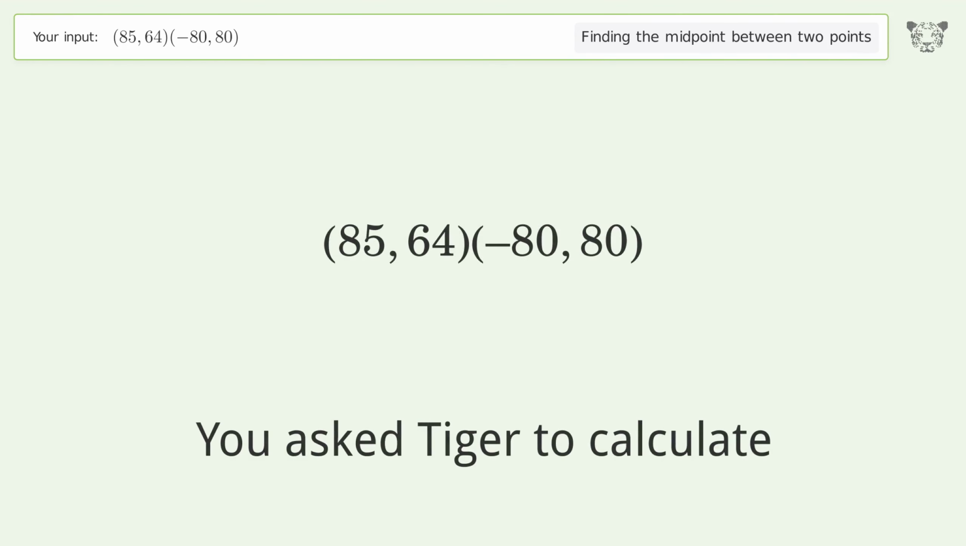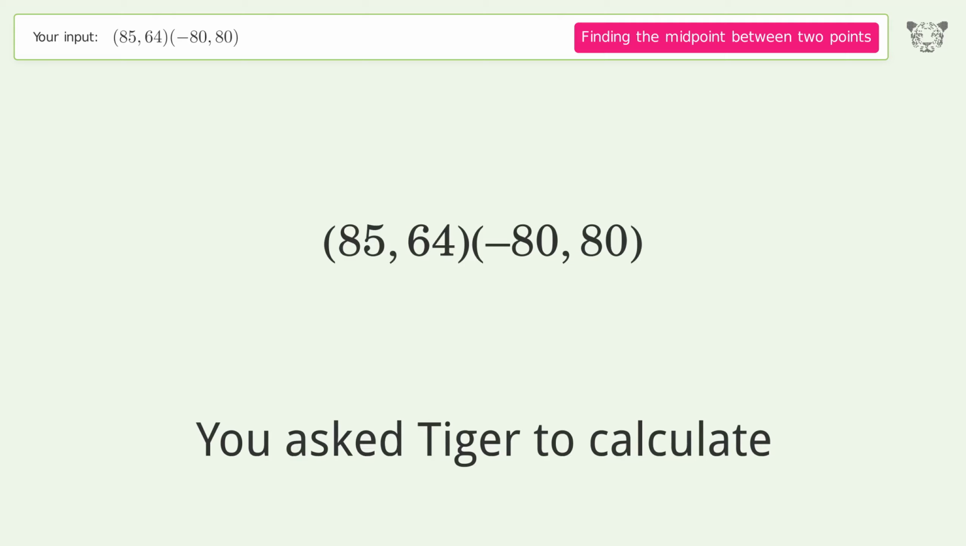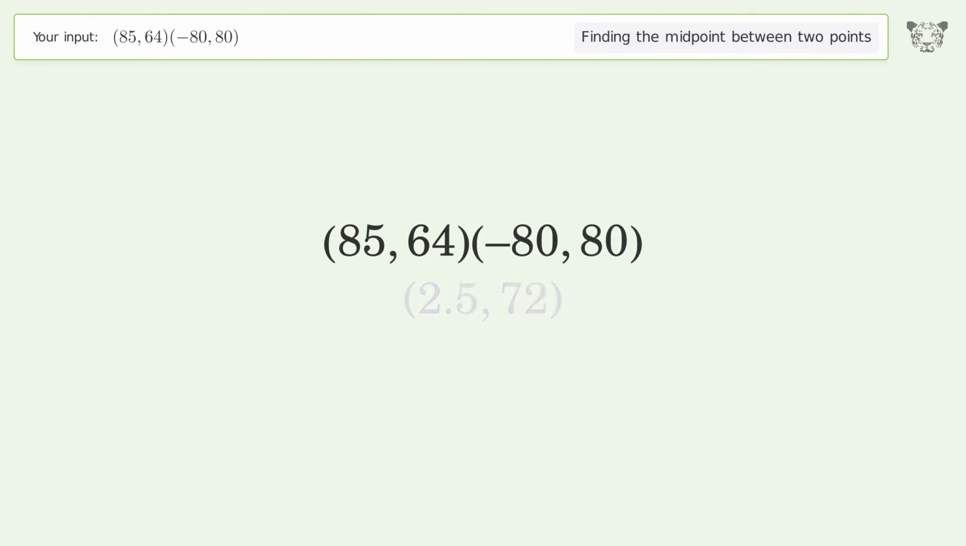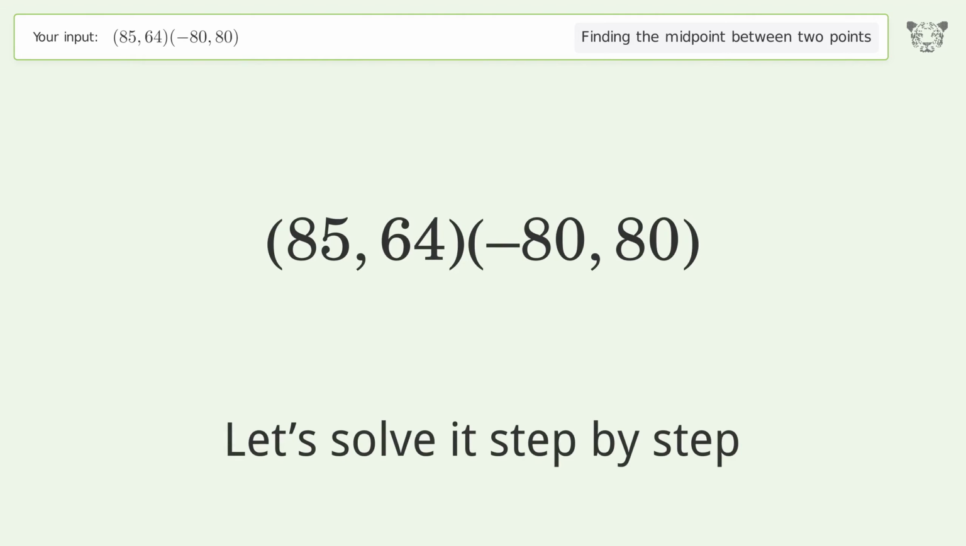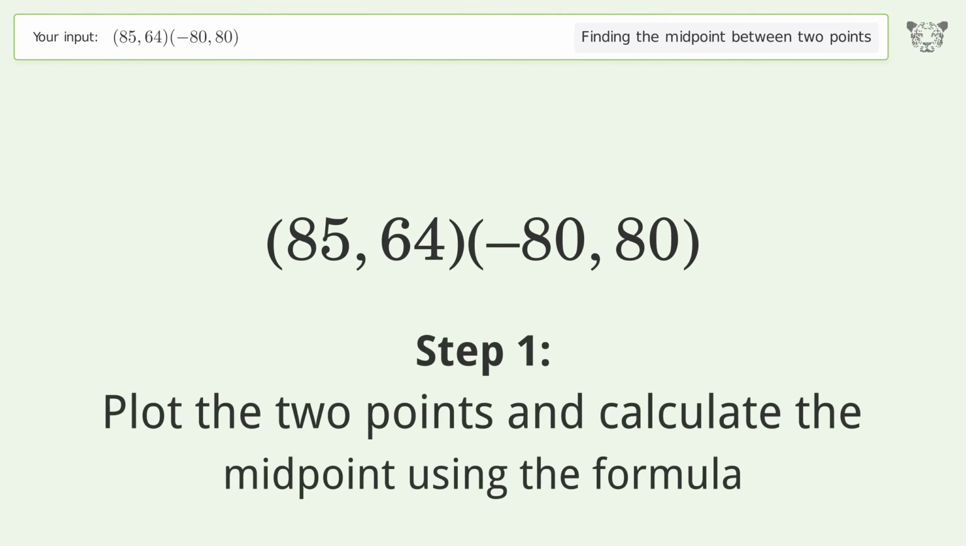You ask Tiger to calculate. This deals with finding the midpoint between 2 points. The midpoint between the 2 points is 2.572. Let's solve it step by step. Plot the 2 points and calculate the midpoint using the formula.